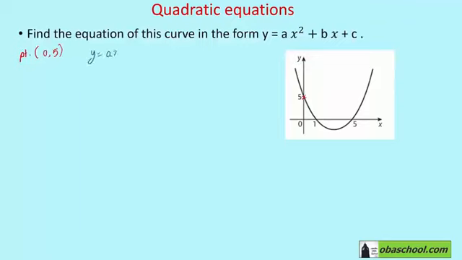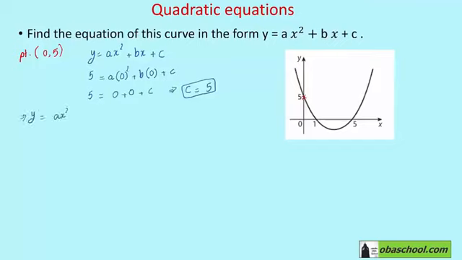So let us start. Let's take our first point. It is (0, 5). So in the form of y equals ax squared plus bx plus c, let's substitute 5 and 0. So it's going to be 5 equals a times 0 squared plus b times 0 plus c. So 5 is equal to 0 plus c. So c is going to be equal to 5. We have just found our first constant. We're done with c, and now we need to find a and b.